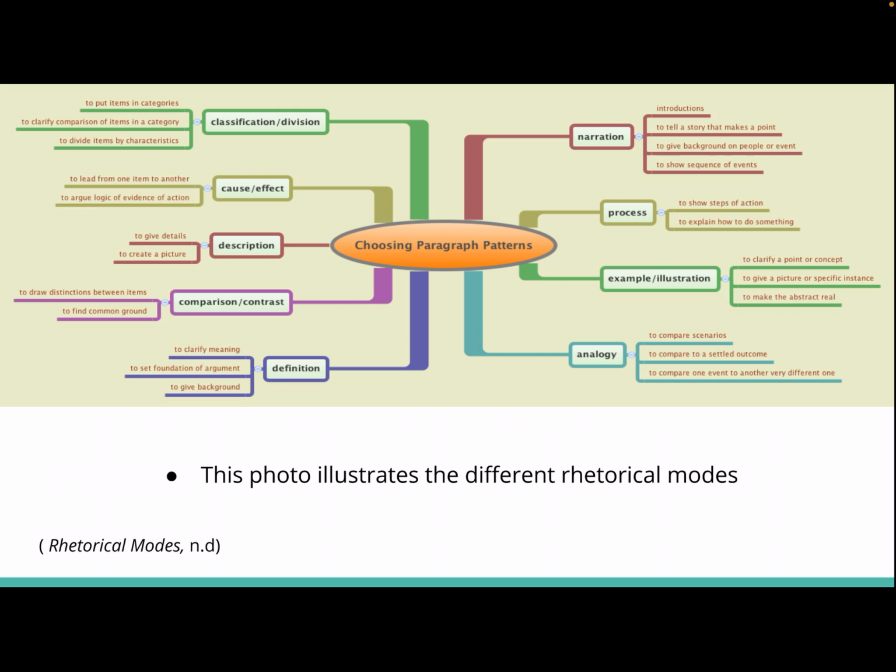And this is a photo or diagram illustrating the different rhetorical modes. Definition is in the bottom left. It's a little tree map. I just put this in because it gives a little bit of context to how many different rhetorical devices there are that you can use. But definition, you clarify meaning, you set a foundation for your argument, and you give background on the actual definition.